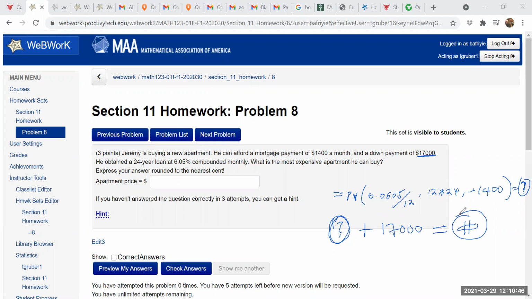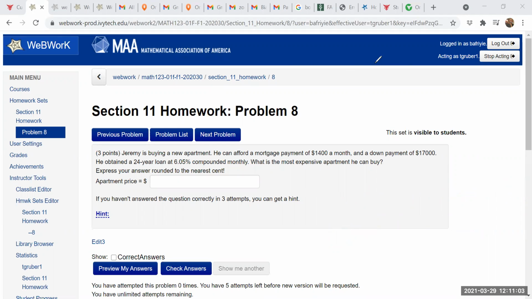Okay, what is the most expensive apartment he can buy? So that will be the most expensive apartment that Jeremy can buy. Are we good? All right, nice. Let's go to number 9.